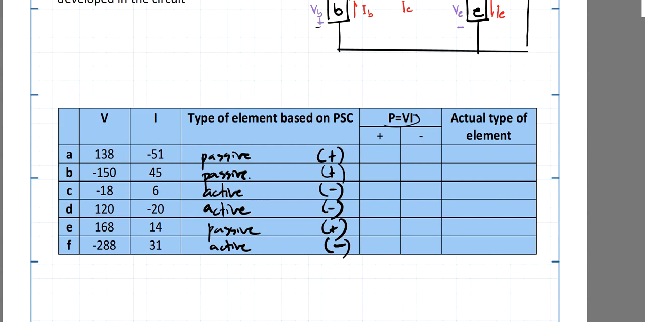Okay, so now let's do the computation. P is equal to VI, so voltage times the current. This is negative times positive, so it will be negative. And if you do the computation, what you get is negative 7,038. For element B, negative times positive, so it will be negative 6,750.